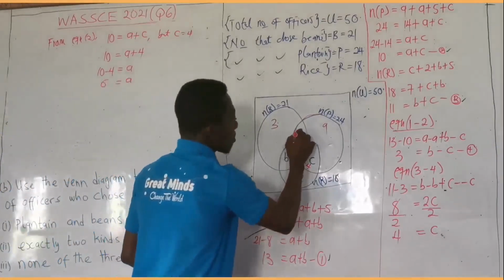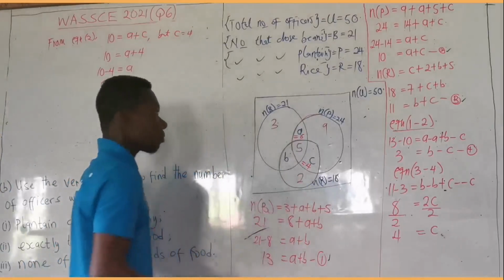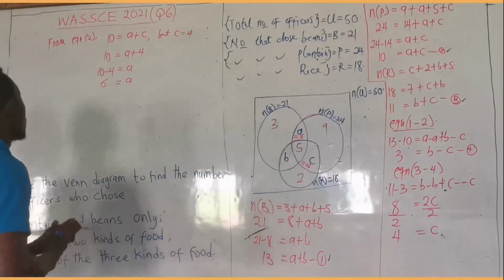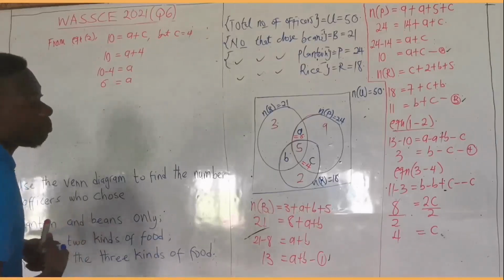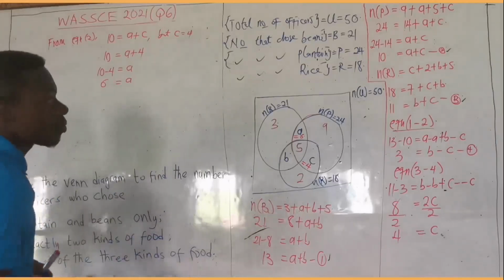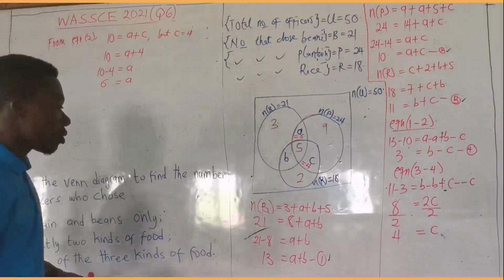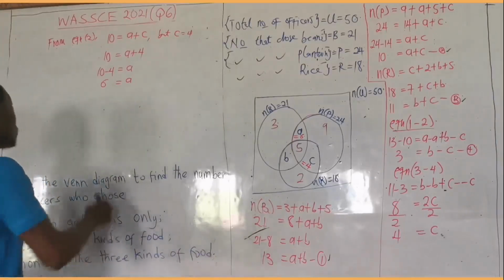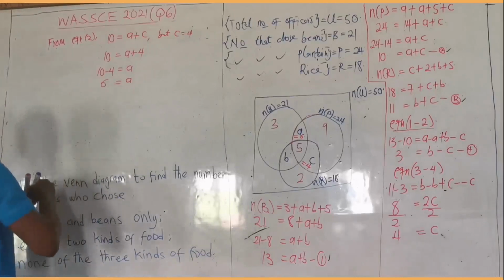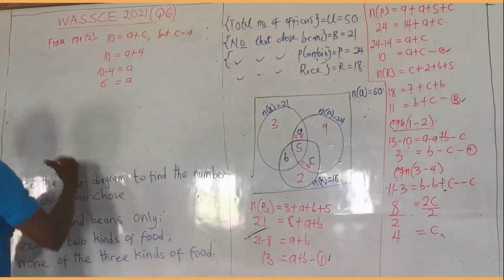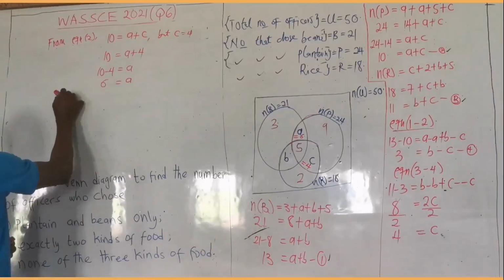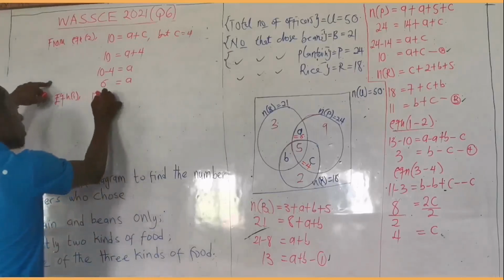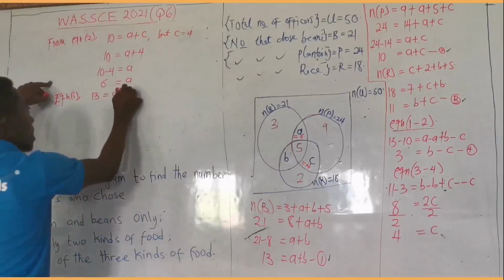So here A is 6. And then we do the same for B. So let's solve for B. So which equation can help us solve for B? That's equation 1. So from equation 1, we can say that we have 13, which is equal to A plus B.